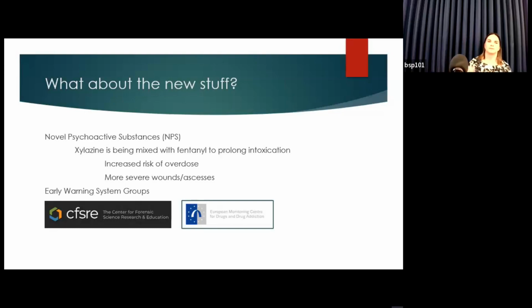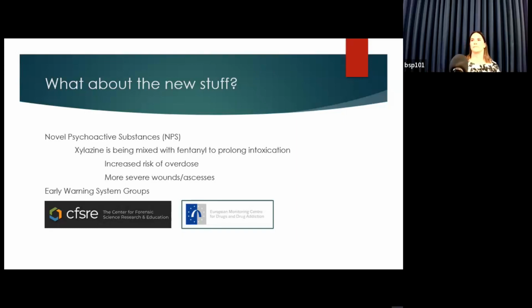The current thing that people are really talking about, especially in the mid-Atlantic, is xylazine. So xylazine is a tranquilizer used in the veterinary community, and it comes in pills, powder, and liquid. And people are cutting fentanyl with it specifically because fentanyl has such a short half-life. If you add this to it, it makes it last up to 8 hours in your system.